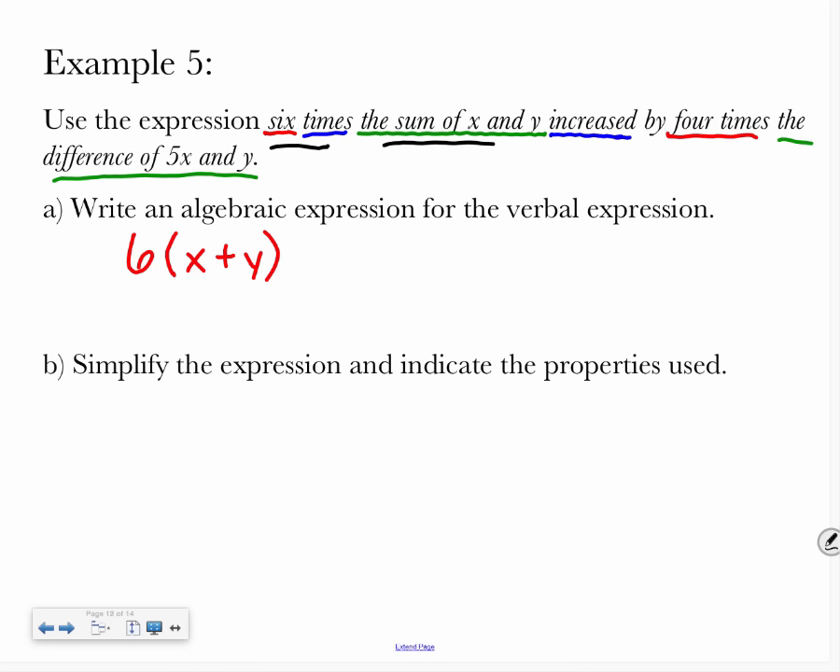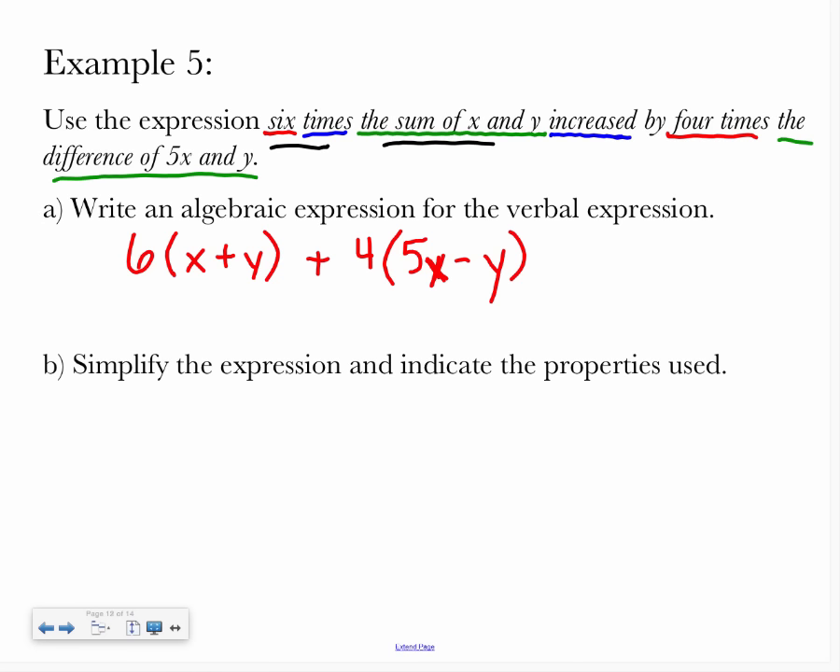How do we represent increased? We say that is plus, okay? 6 times x plus y plus, then we have a 4 times the difference of 5x and y. The difference of 5x and y goes together, so that's going to be inside my parentheses. Difference of means I'm subtracting, and you start with the first thing listed. So 5x, oops, that should be an x, and then we have y. So there's our algebraic expression.